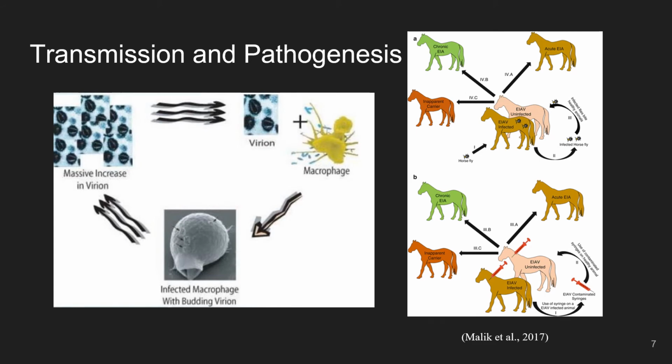Here are a couple of figures that I found in my research. The first figure shows the viral replication of the equine infectious anemia virus, and the second figure shows the differences and similarities between the modes of transmission. The top shows the mode through vectors, either biting flies or horse flies, and the bottom is the iatrogenic transmission.